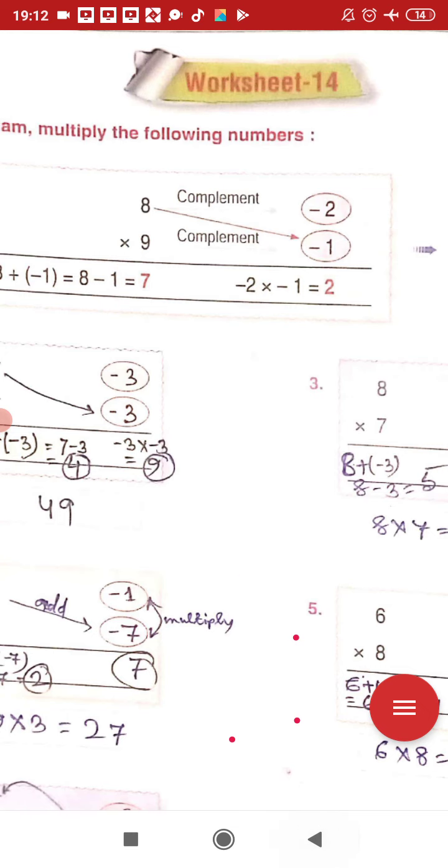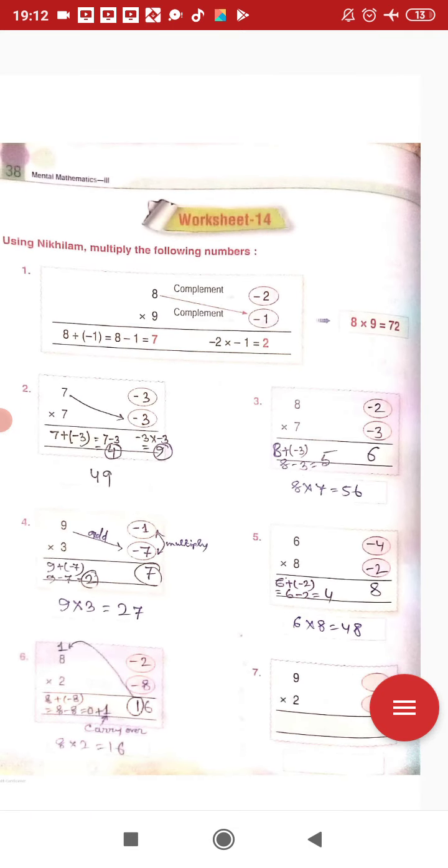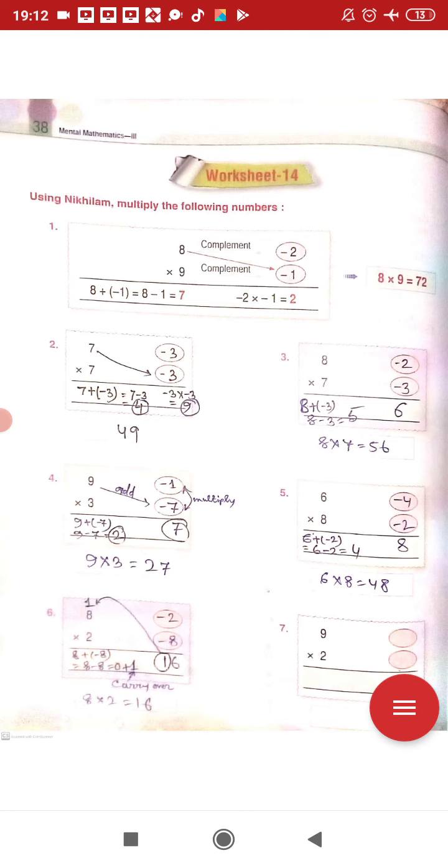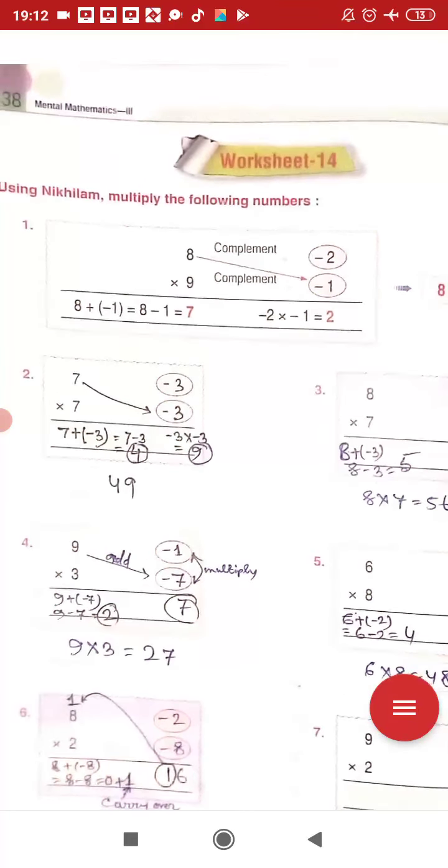Pay attention. Listen to the discussion attentively. Here the instruction is, using NIKHILAM multiply the following numbers. You can see the numbers. Some multiplication problems have been given. All are one digit numbers. The first one has already been solved. So look at the procedure. 8 and 9, these two numbers have been given. By counting the table of 9 or 8, we can find the product in a second. 8 9s are 72. So 72 is the product.